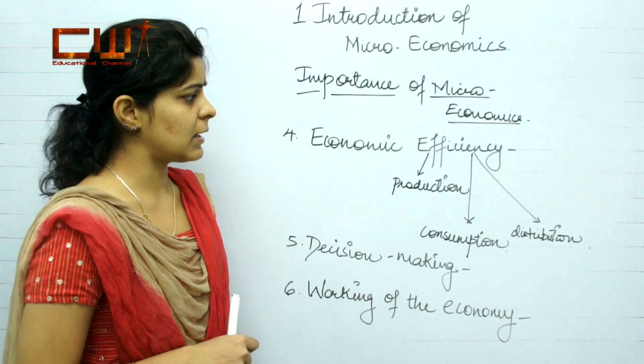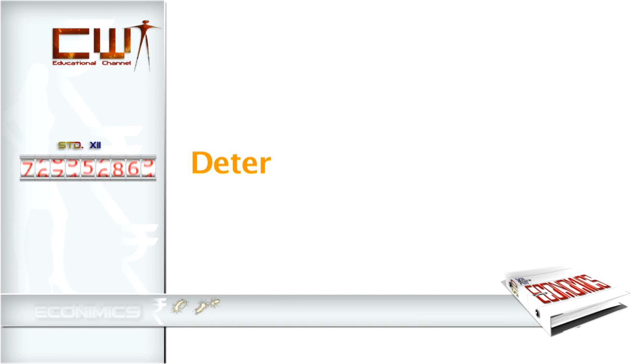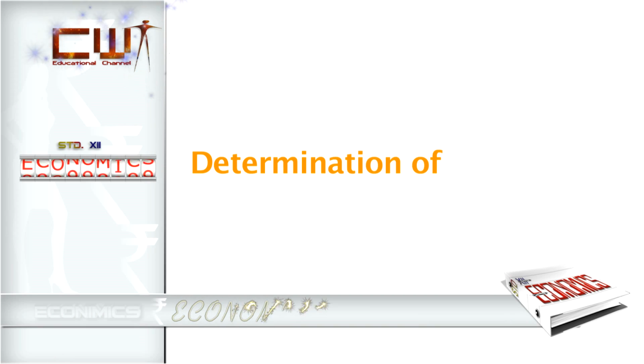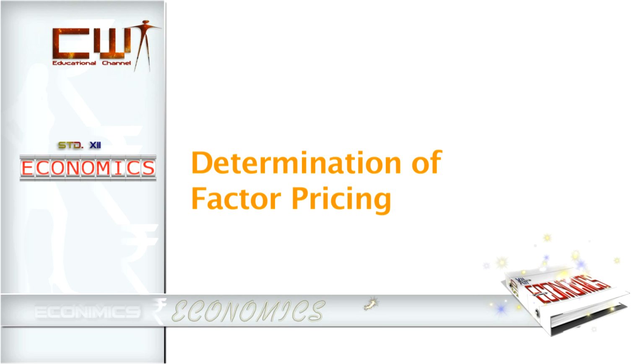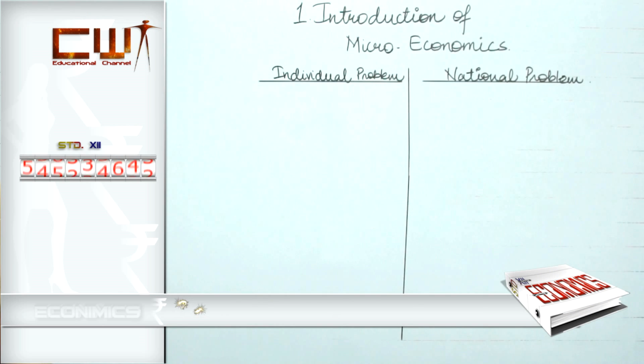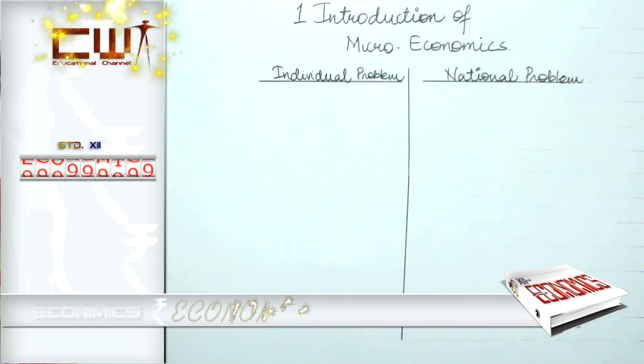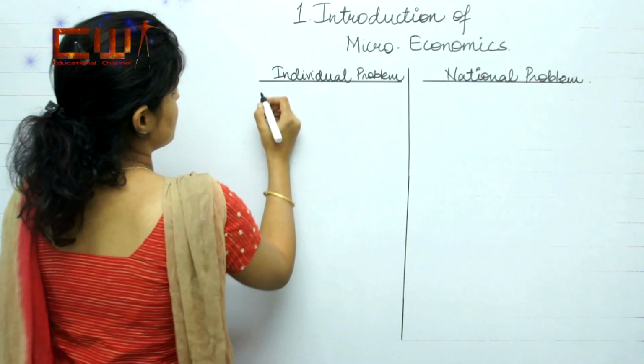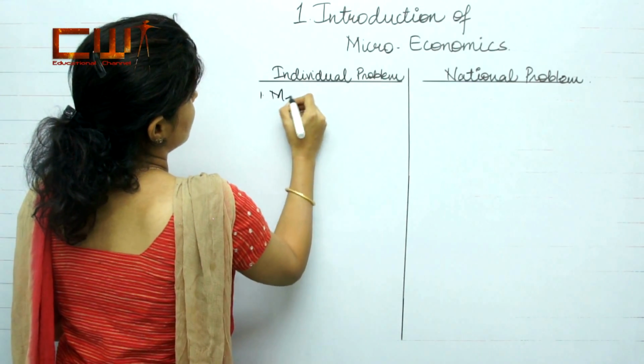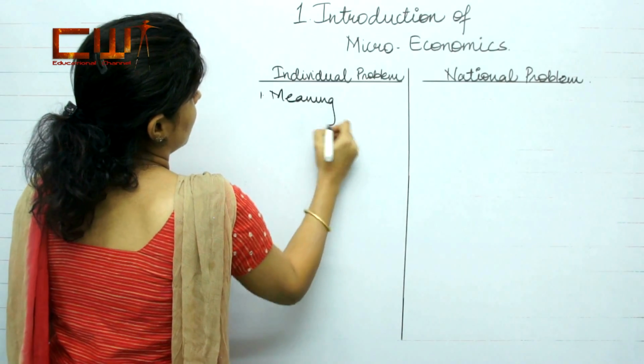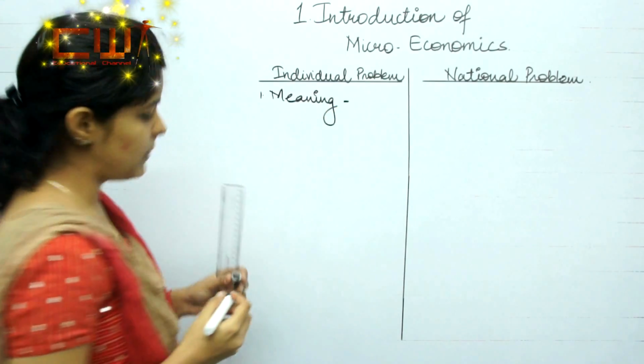Next, we will deal with another head. The last topic that we will deal with in the introduction of microeconomics, first chapter, is individual problem and national problem. What is the difference between individual problem and national problem? The first difference will be of meaning.